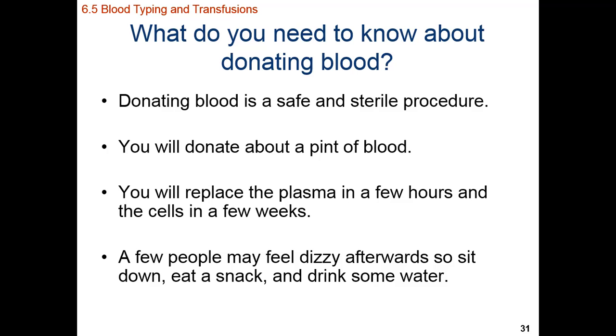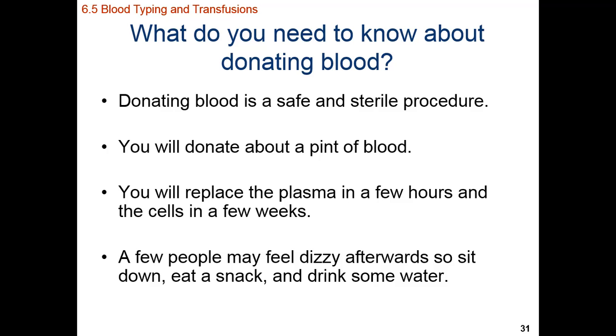So let's talk about blood typing and blood transfusion. First of all, what do you need to know about donating blood? First of all, donating blood is safe and sterile. There's a lot of training that goes into the individuals that collect the blood during blood donation processes, and most times you're going to donate about a pint of blood. Every now and again, if you have in-demand blood, like O negative or A positive blood types, you might be asked to double dip or give a double dose of blood.